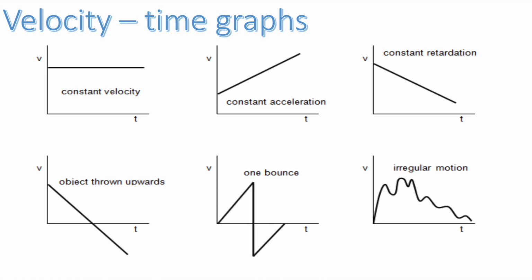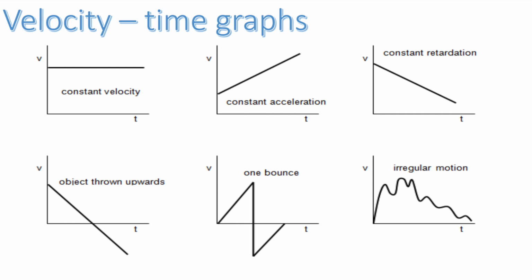Now the second graph, the top second graph. The moment we start observing, the object is already in motion with some velocity, but the velocity keeps on increasing. There is an increase in velocity, but the rate at which the velocity is increasing is constant. So we can say the object is under constant acceleration.